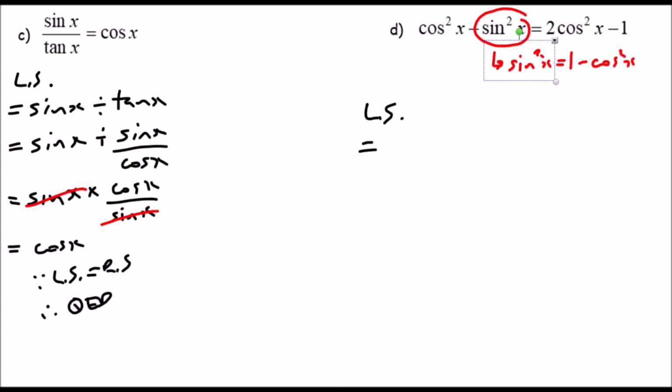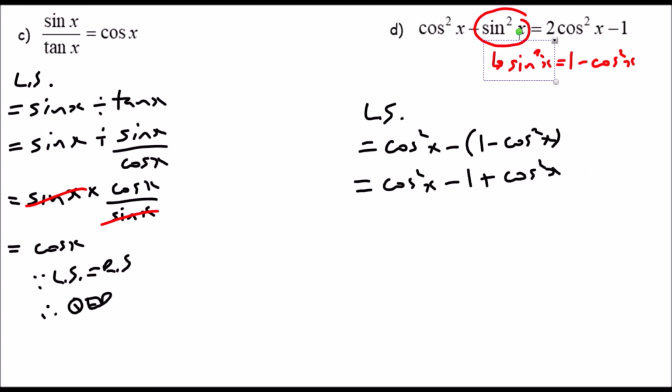So here we go. I have cos squared x minus, and here 1 minus cos squared x. So equals, and here we go. Well, I really have cos squared x minus 1 plus cos squared x. Again, there is that hidden negative 1 here, right? So it's really negative 1. I multiply both terms by negative 1. So what do I have here? I really have this 2 cos squared x minus 1.